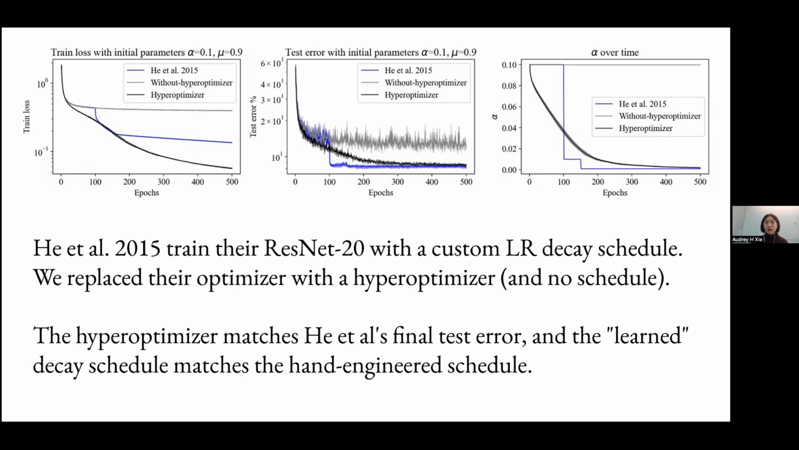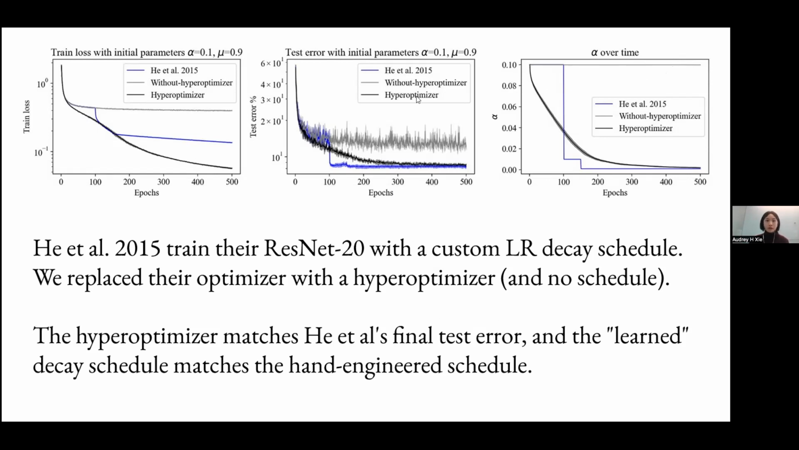So we compare without hyper optimizer and with this custom schedule, which is the blue line. Then we compare without hyper optimizer and without schedule, which is the gray line, as a baseline. And then we replace the optimizer with the hyper optimizer, and we get rid of the schedule too, which is this black line.